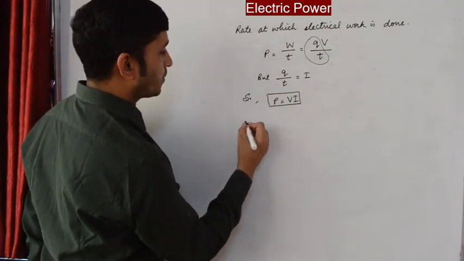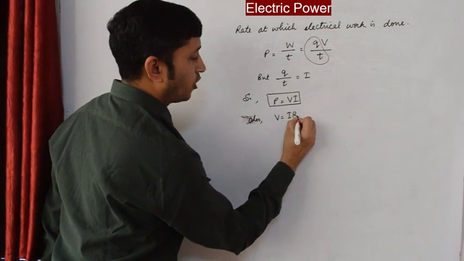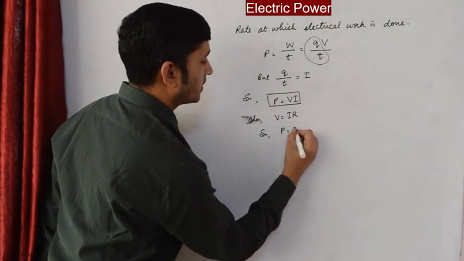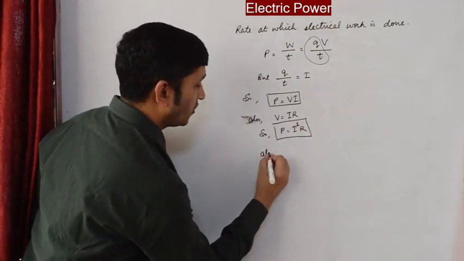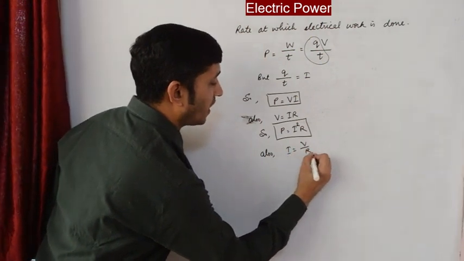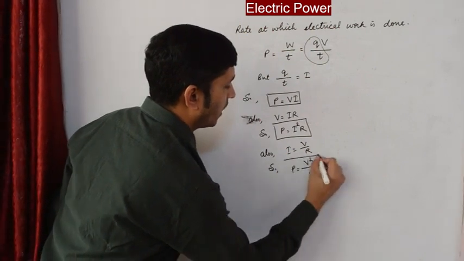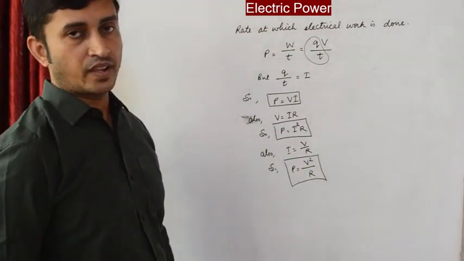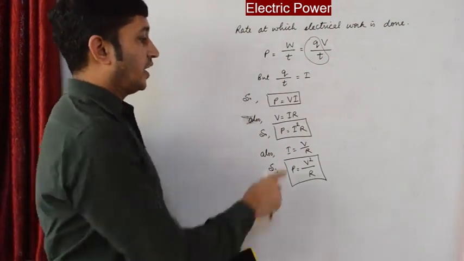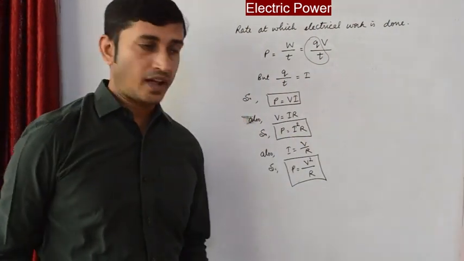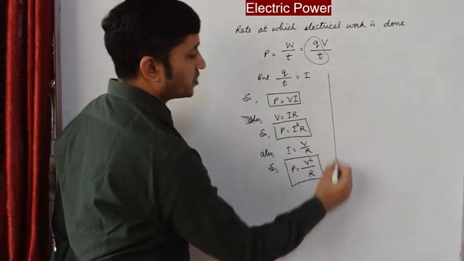Also, V is equal to IR by Ohm's law. So power can be written as I square R. Also, we can write I as V upon R. So power can be written as V square upon R. So here we see we are having 3 formulas for power. If in our question voltage and current is given, then we will prefer P is equal to VI. If current and resistance are given, we will use this formula, and if voltage and resistance are given, we will use the third formula.